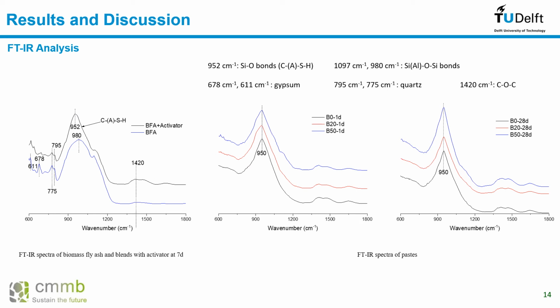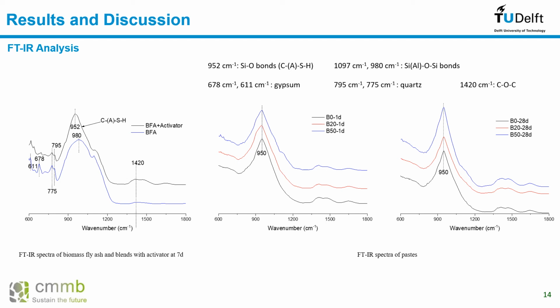And we also did FTIR analysis to see how the reaction goes. And we can find from the left figure, which is very interesting, that for the biomass fly ash, the main band is around 980. After blending with activator for 7 days, the main band shifts to 952. This band is typical of the silicon-oxygen bond, which corresponds to the C-S-H formation.